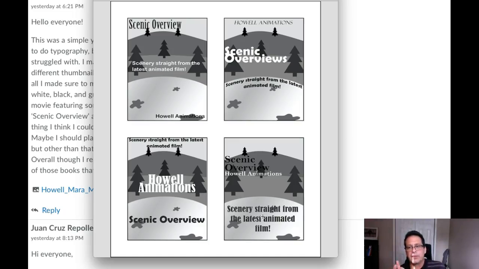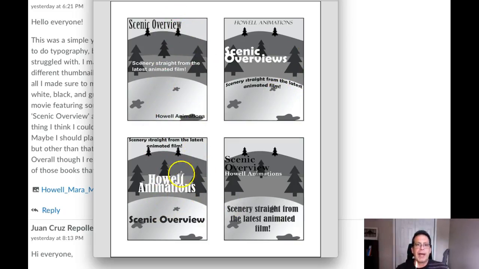Okay, and I say that because as a designer, you want to decide where you want the viewer to look first. Okay, so is it Howl Animations, is it Scenic Overview, or is it scenery straight from the latest animated film? I would think we would go Scenic Overview, scenery straight from the latest, and then Howl Animations being the smallest in terms of typographic hierarchy. Okay, so I like the hierarchy of this particular composition right here. I think that's definitely got the strongest hierarchy.